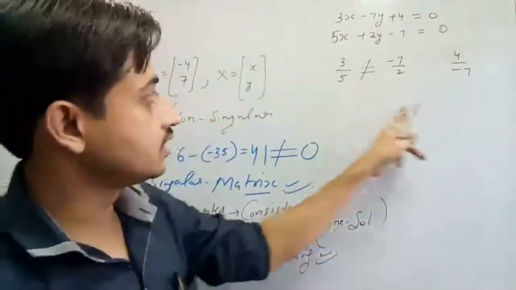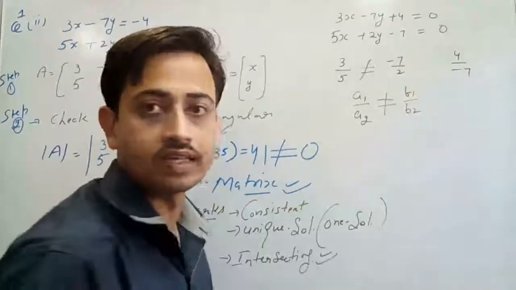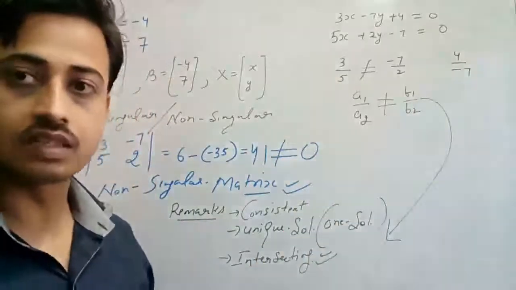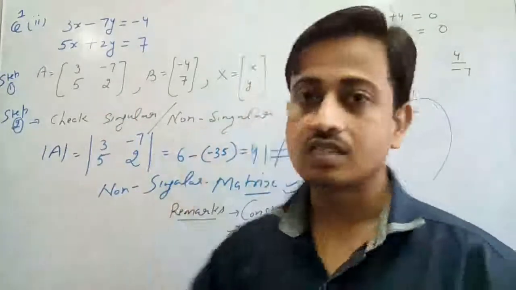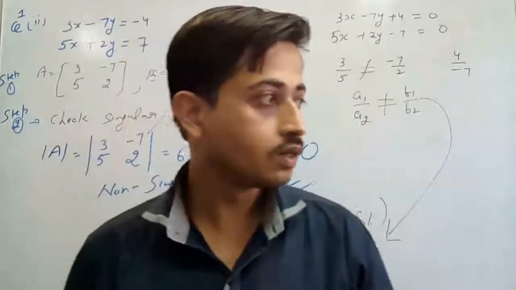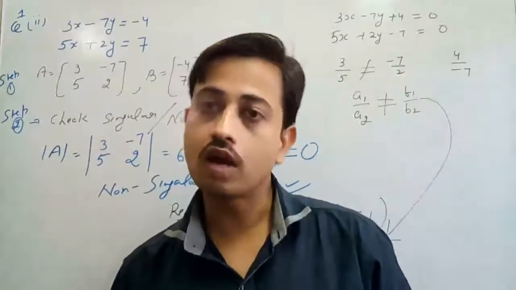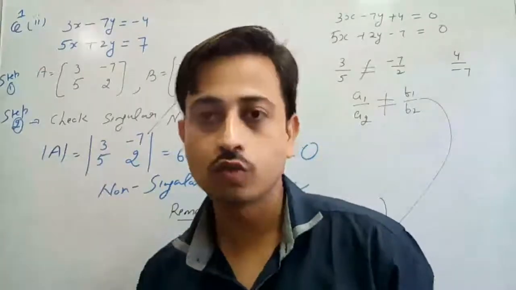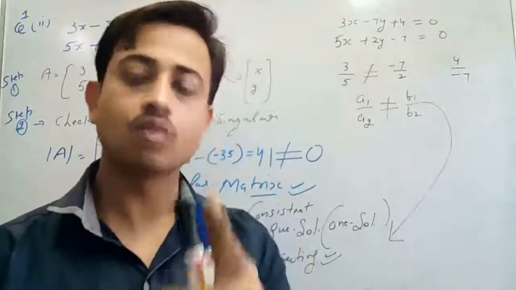If a1 by a2 is not equal to b1 by b2, this indicates intersecting lines. So now you can check the same thing by using this method also. But the main advantage of this method is, in that case you have only two equations of a straight line, but this method can also be calculated using a third equation. If you have three linear equations and you have to find whether the lines are intersecting, parallel or coincident, you can check by using this method. It's very easy. So please make a note first.